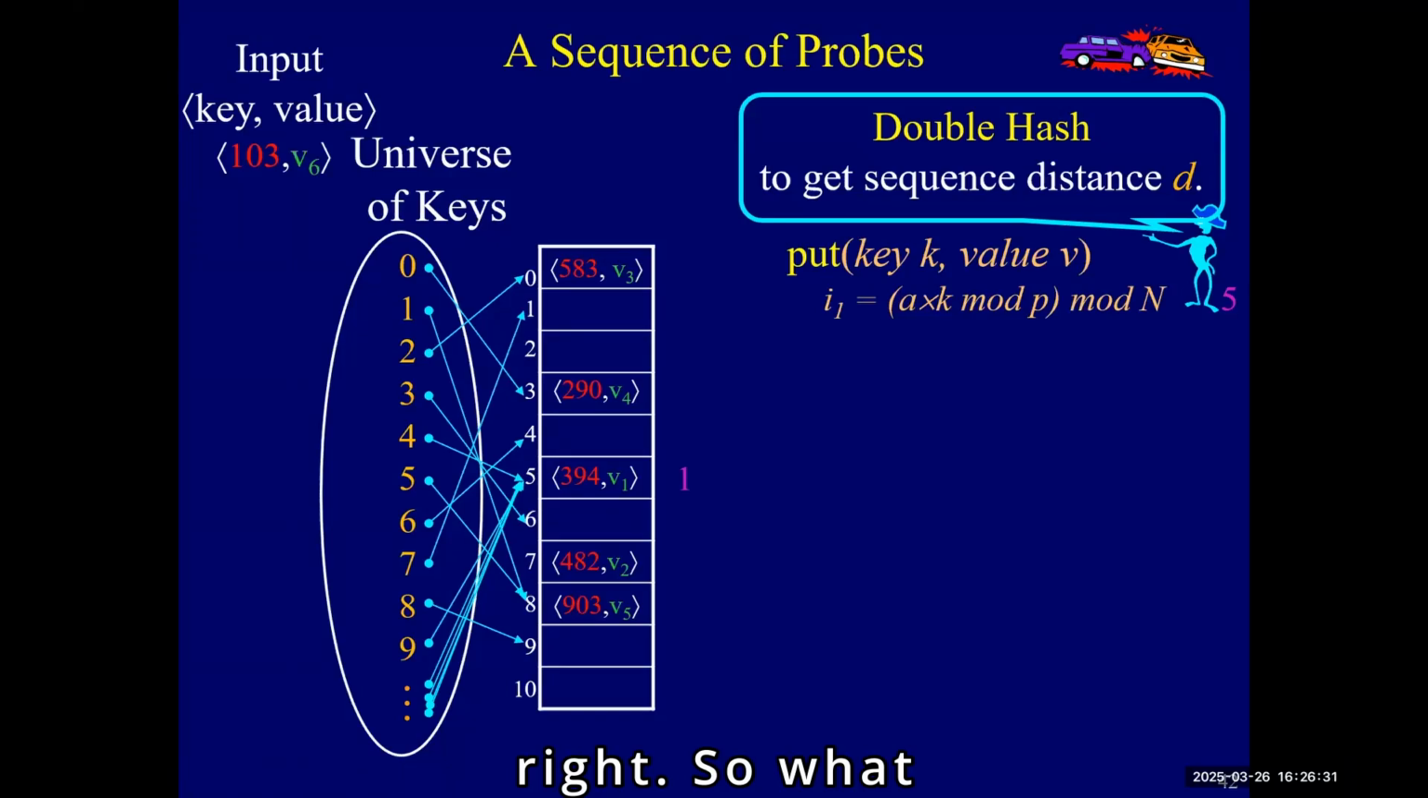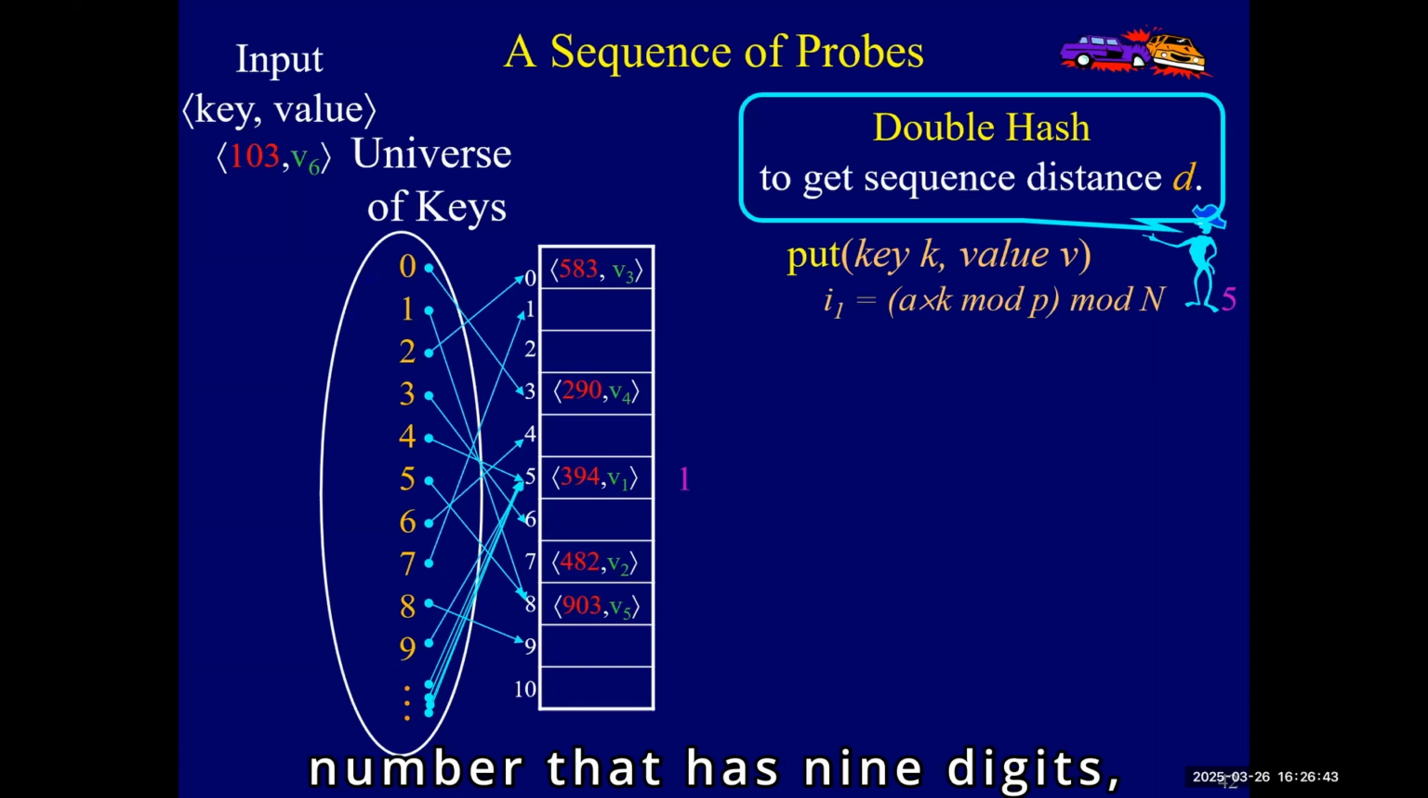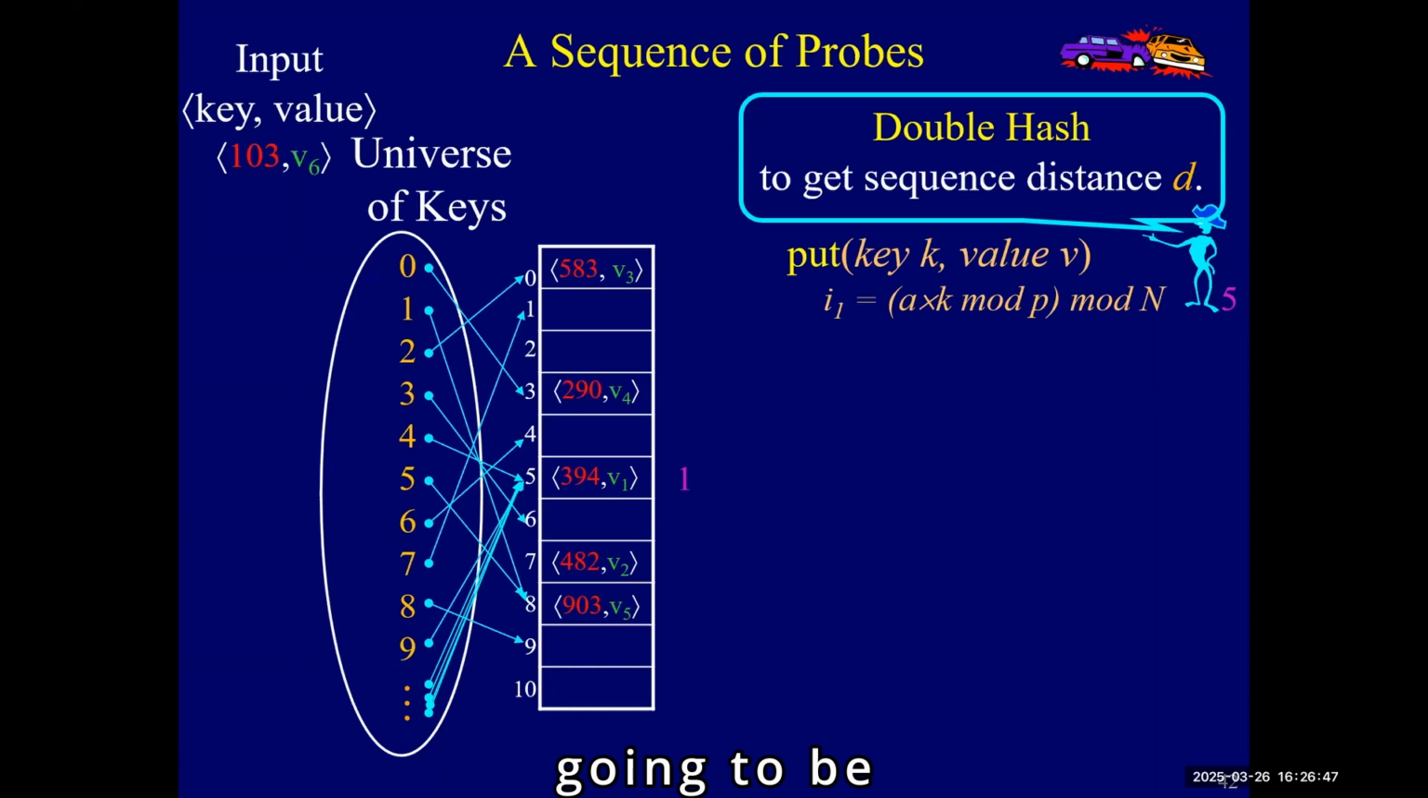All right, so what this picture says, these are the keys that may come, right? If our key is a social insurance number that has 9 digits, then these are going to be all 9-digit numbers, right? And then these are the ones that we actually have to store, right? 10 to the 9, this is a big set, right? We're never getting all of them. We're just getting some of them.